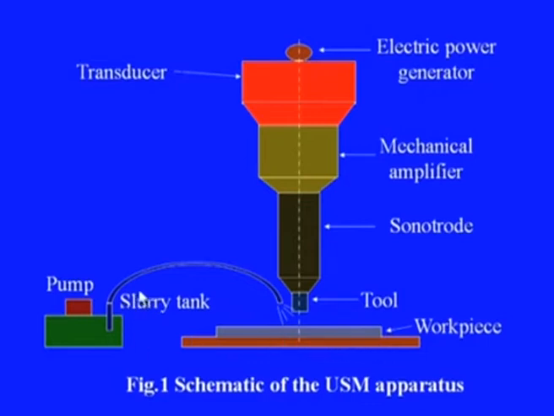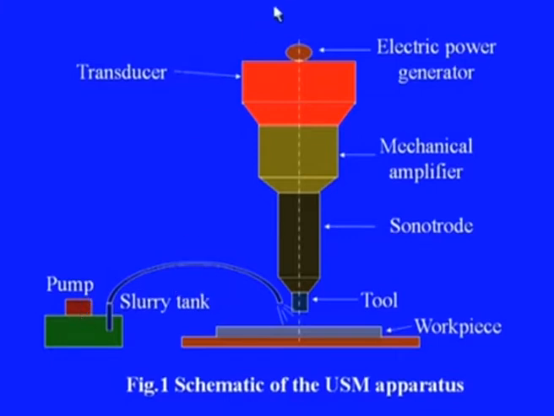Then this is the slurry system, where the pump and the filter and the stirring arrangement will be there, and this slurry will be made to flow to this machining zone with the help of some hose arrangements and the pump. The flow rate can be controlled by proper control here.